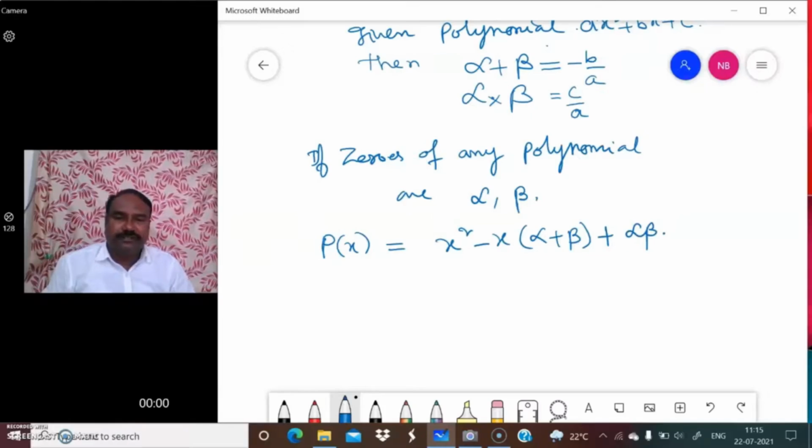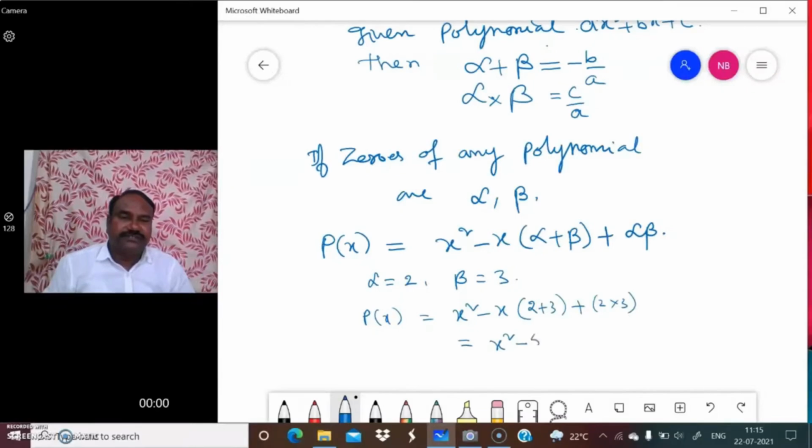In the above example, we can use alpha is equal to 2, beta is equal to 3. Then you substitute in p of x is equal to x square minus x into alpha plus beta, which is 2 plus 3, plus alpha into beta, which is 2 into 3. That is x square minus 5x plus 6, since 2 plus 3 is 5 and 2 times 3 is 6. This is the quadratic polynomial which has the zeros 2 and 3.